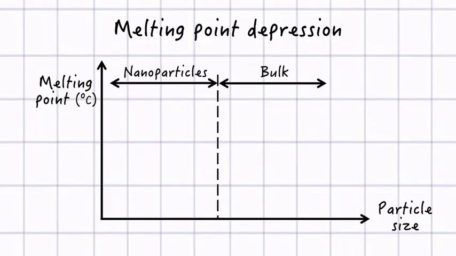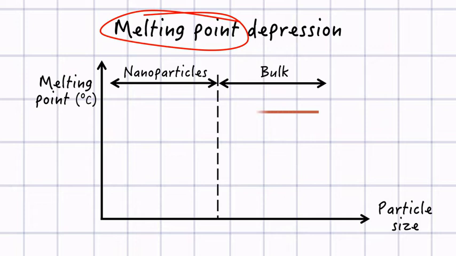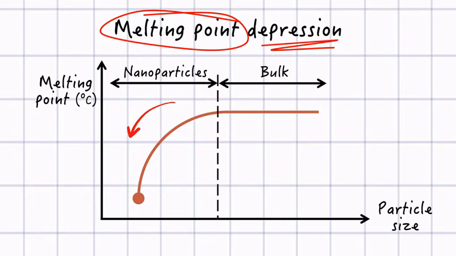The difference in melting points is another example. The melting point of the bulk material doesn't depend on the size of the particles. However, at nanoscale, the melting point depends on the size of the nanoparticles. The smaller the nanoparticles, the lower the melting point. This phenomenon is known as melting point depression. So now you know that size and shape matter at nanoscale.